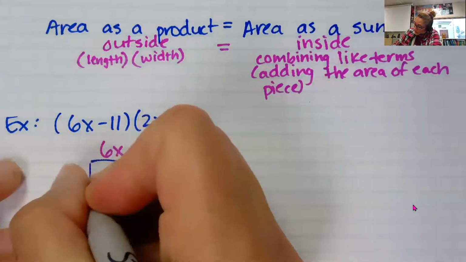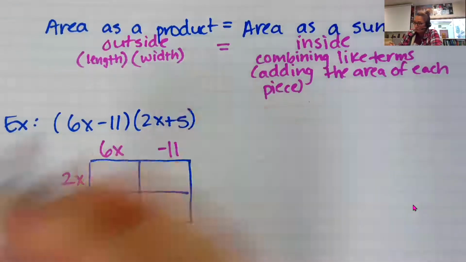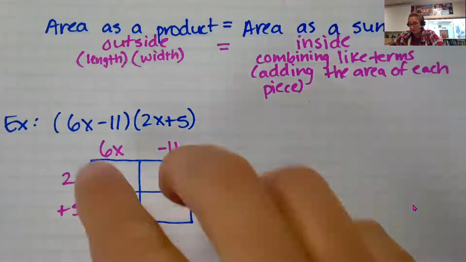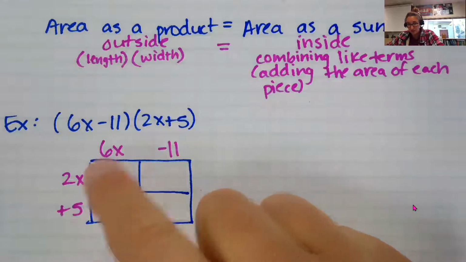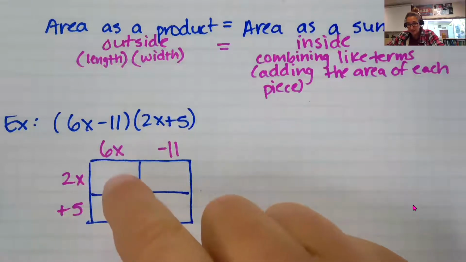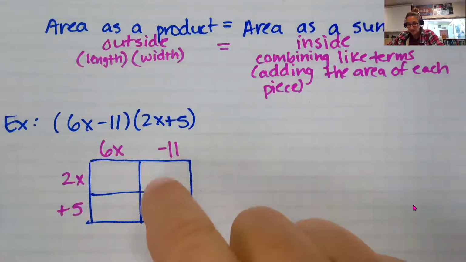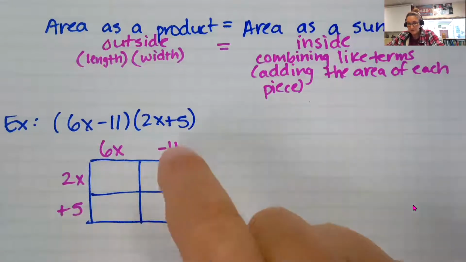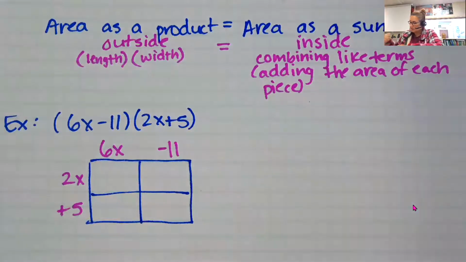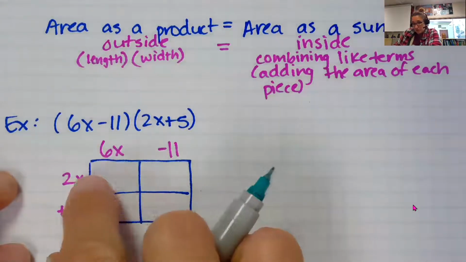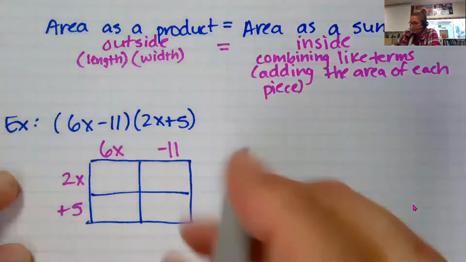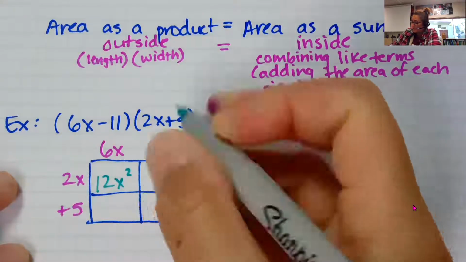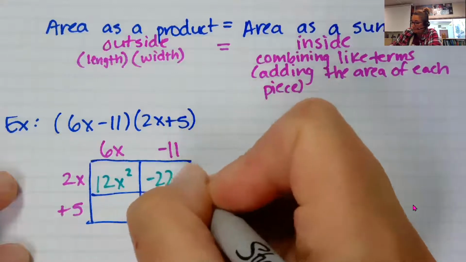So 2x plus 5. And then what I'm doing is I'm going to multiply each of these little areas. Okay, so I'm going to multiply this to get the area of this. 2x times a negative 11 is going to give me this area. 5 times 6x is going to give me this. And 5 times negative 11 is going to give me this. So basically my 2x is going to multiply with both of these. So 2x times 6x is 12x squared. 2x times a negative 11 is a negative 22x.